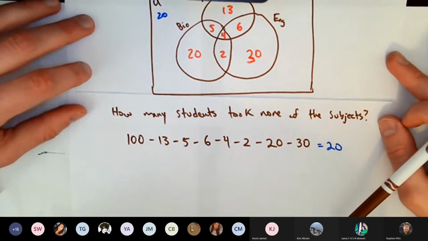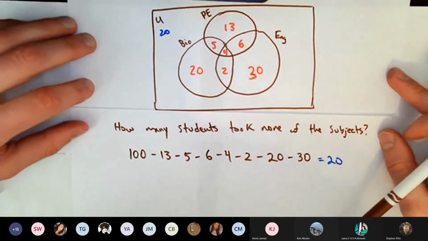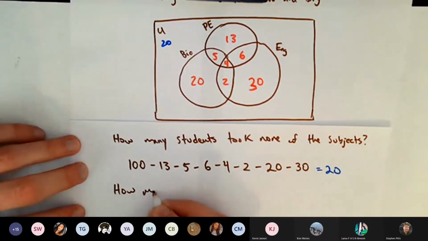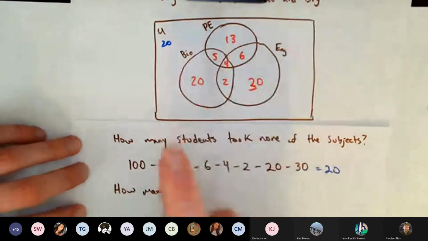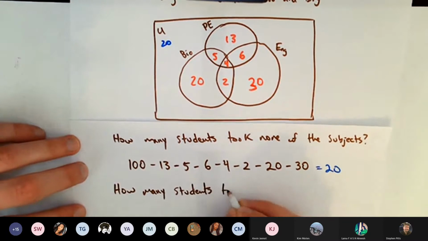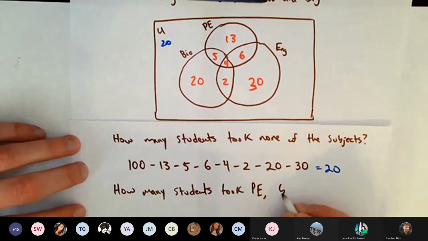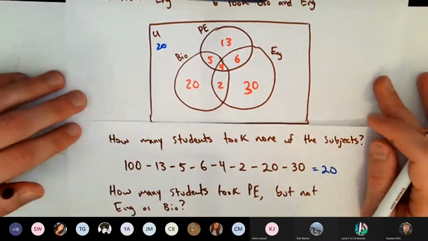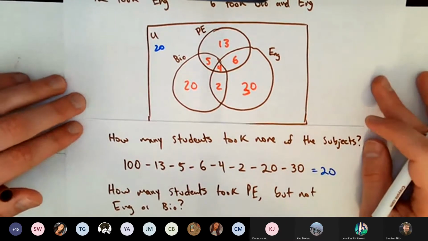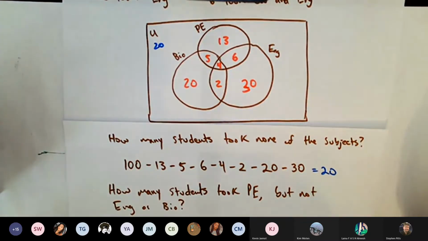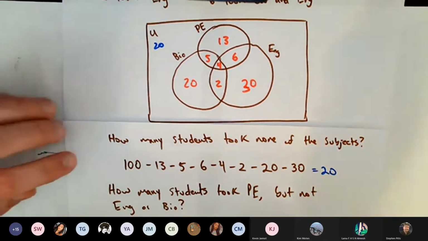How many students took PE but not biology or English? So this is a good question. It's asking you to interpret some spot on the picture. How many students took PE but not English or biology? Does anyone want to venture a guess as to what that would be based off of our picture? Yes, Arish? 13. Yes, good.